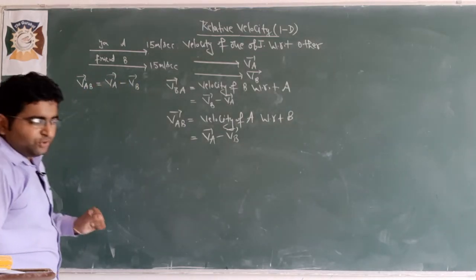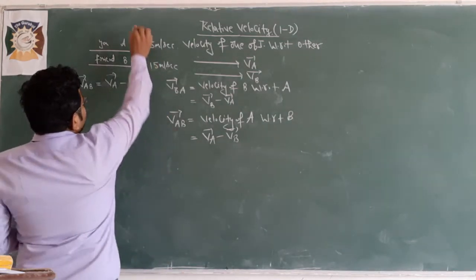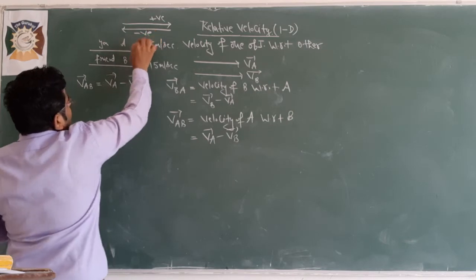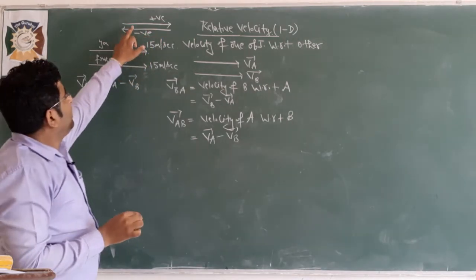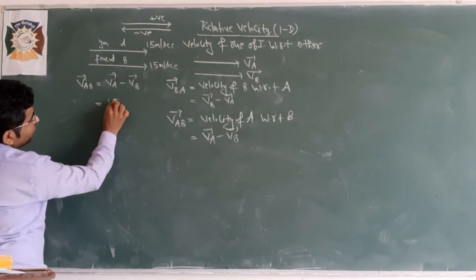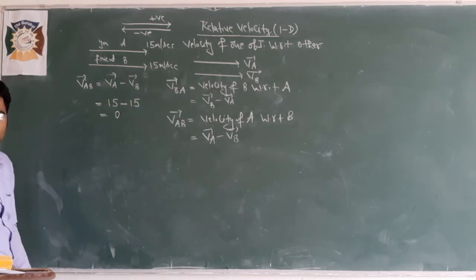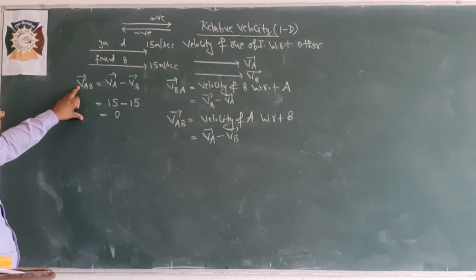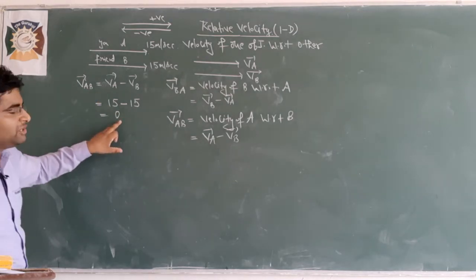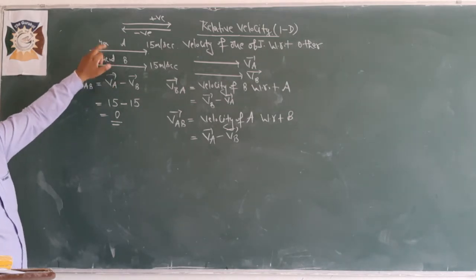Okay? Beta, one more thing, in the physics, whenever you will do the numericals, then choose the directions. How? One direction as positive and one negative. But here both are moving in the same direction and it is positive direction. So we will take positive here. So beta, Va equal to 15 minus Vb also 15, it will give 0. So beta, velocity of your bike with respect to your friend is equal to 0.